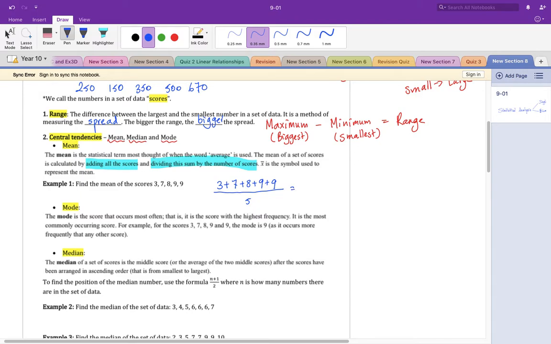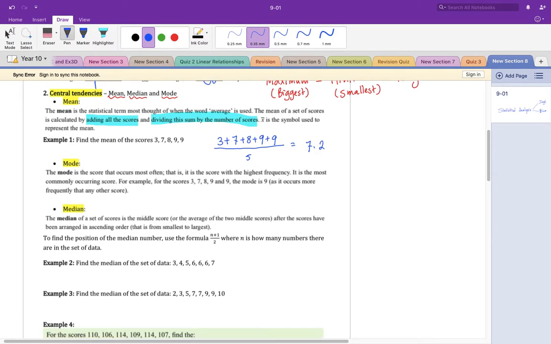Let's see how much it is. So that's 3 plus 7 plus 8 plus 9 plus 9 divided by 5. That will give me 7.2. So that means the average, the mean for this set of data, is 7.2.